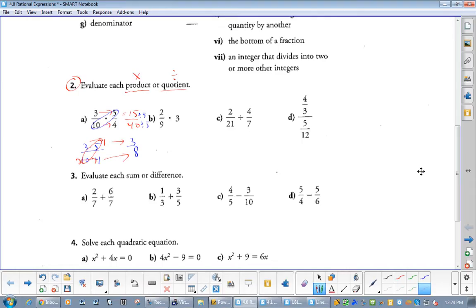Okay, C, when you have division, division is the same thing as multiplication by the reciprocal. So two things must happen. You must change division to multiplication, and you must flip it. Some people want to flip the first one. When do you flip the first one? Never. It's always flip the second one.